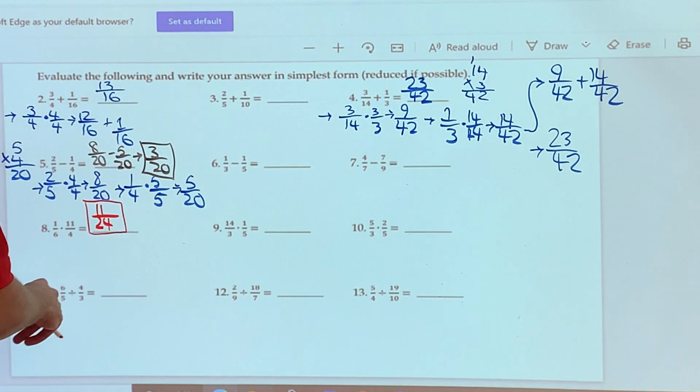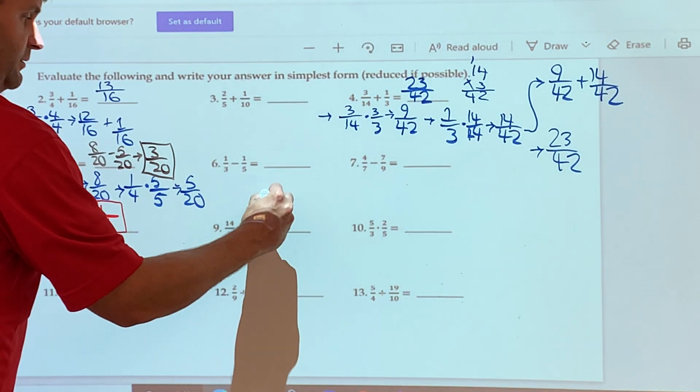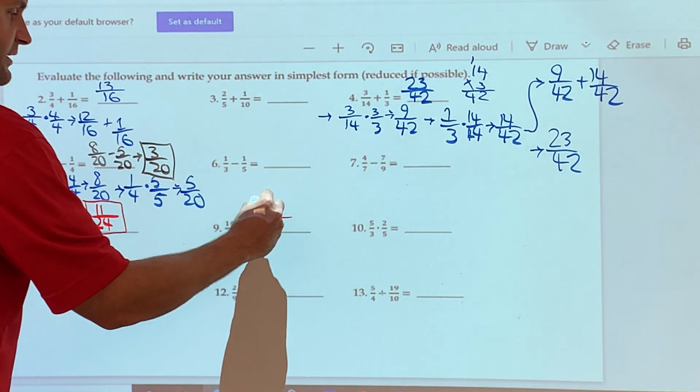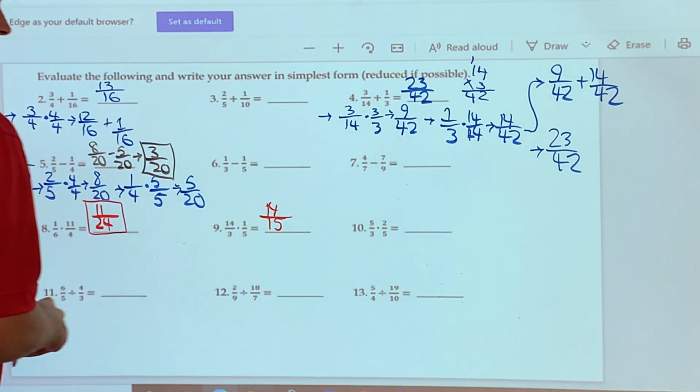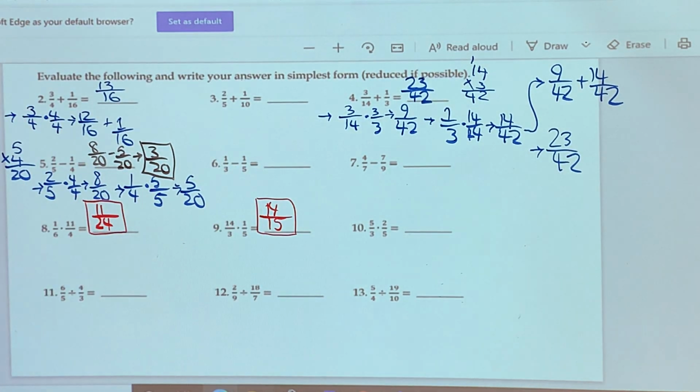Same thing here. Let's look at 9. 14 over 3 times 1/5. 14 times 1, 14. 3 times 5, 15. Boom, there you go. Done. Okay? So, again, 10 is a lot like 8 and 9. So I'm going to go ahead and I'm going to skip that for those purposes.